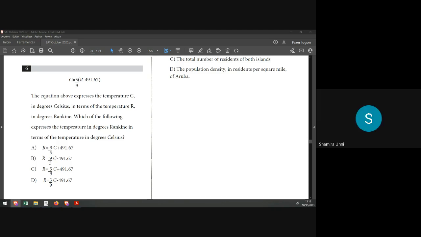I think, and I could be wrong, I think it's C. Letter B? No. C. Okay. So I suppose you know what you need to do. You need to isolate the letter R, right? You need to isolate the letter R.